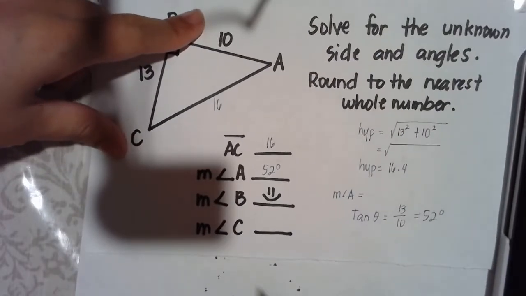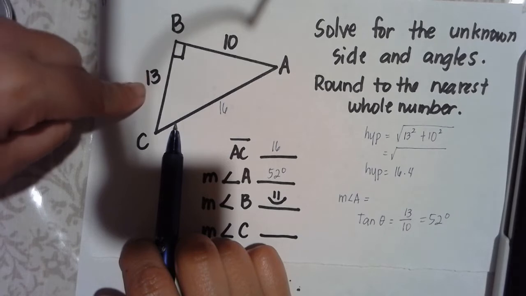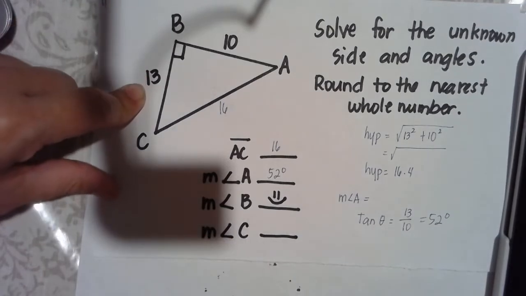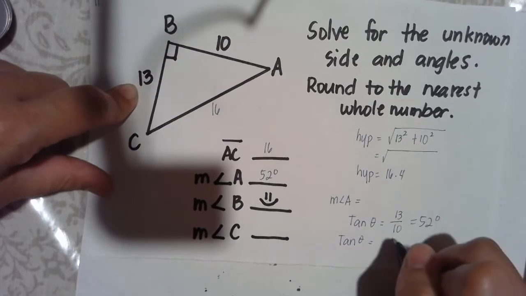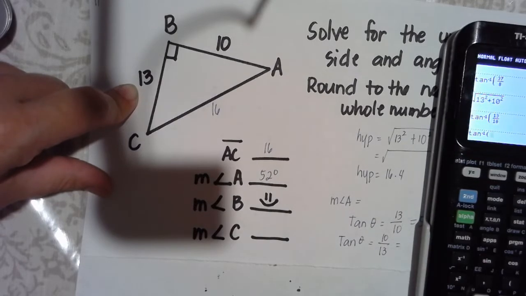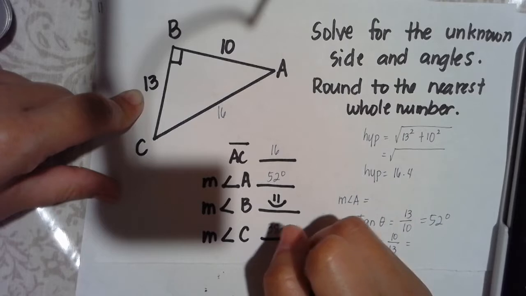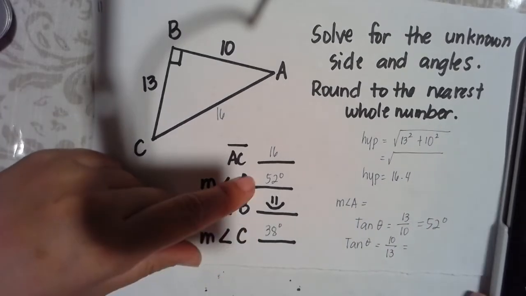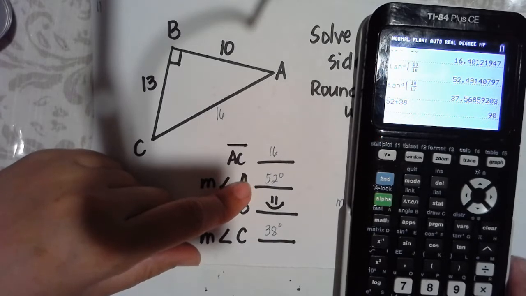Okay. Next, to find angle C. If this is my reference angle, 10 will be your opposite and 13 will be your adjacent. So therefore, still, I'm using tangent. So tan unknown theta is 10 over 13. So second tan alpha y equals the fraction 10 divided by 13, which is equal to 38 degrees. So is it 52 plus 38 equals 90? Let's see. 52 plus 38. Ooh, so we are right.